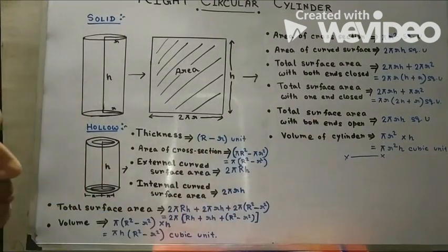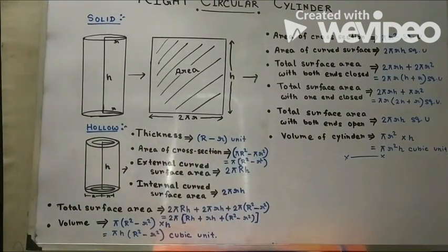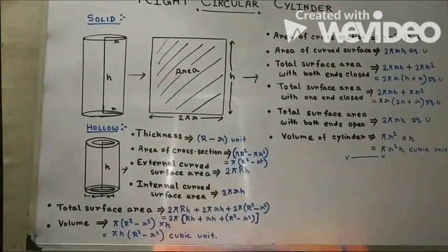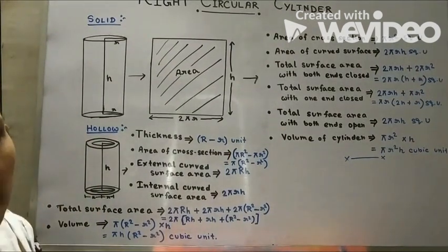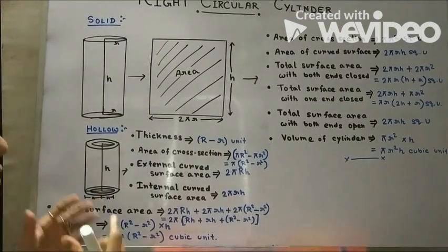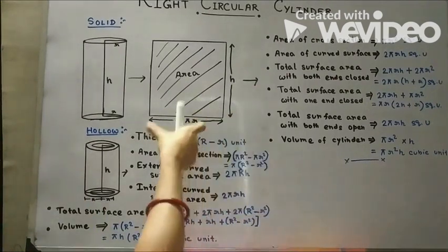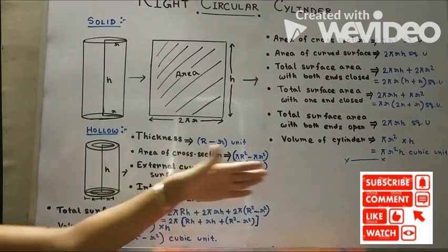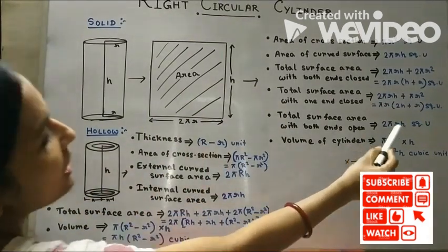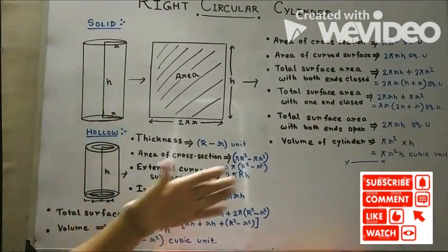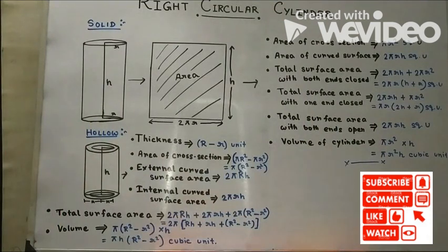Volume of the cylinder. As we all know, volume means the area of the base, or the area of the cross section of any object, into height. If we multiply the height with the area of cross section, we will get the volume of any object. So for a cylinder, the same thing will happen. Therefore the volume of the cylinder will be pi r square into h, that is pi r square h cubic unit.